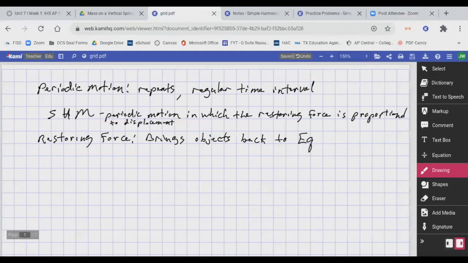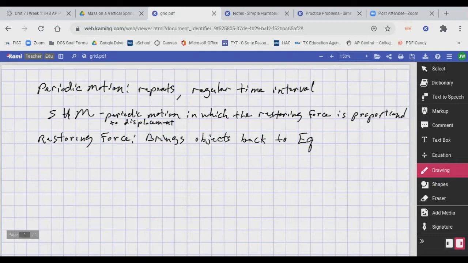Simple harmonic motion, periodic motion in which the restoring force is proportional to the displacement, meaning the further away you go from equilibrium, the greater that restoring force is. And we can remember this back from Hooke's law. Remember Hooke's law, the force of the spring was equal to the spring constant times the displacement. Well, that means that that force is going to get bigger as the displacement gets bigger. That's what we're looking at here. The further away we are from equilibrium, the larger the force.